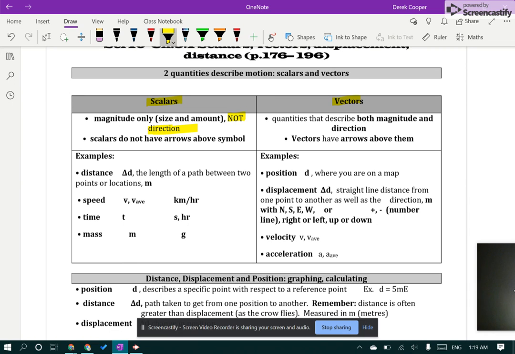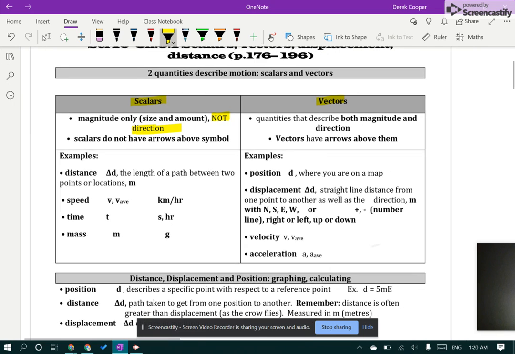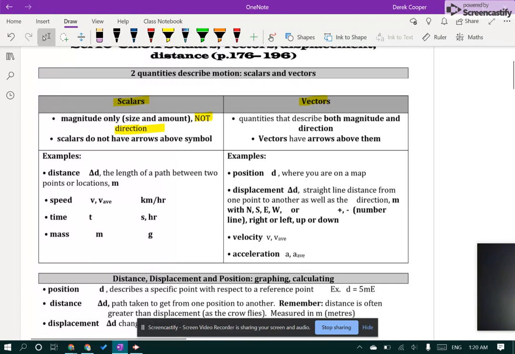So for example, we've got distance, which is the length of a path between two points or locations. That's marked with just the delta d. Velocity or speed is marked as v or v_av. That's speed, no direction attached. t is time, m is mass or grams. But when we get into vectors, we know that our vectors have both magnitude and direction, and that's what we're going to deal with today.